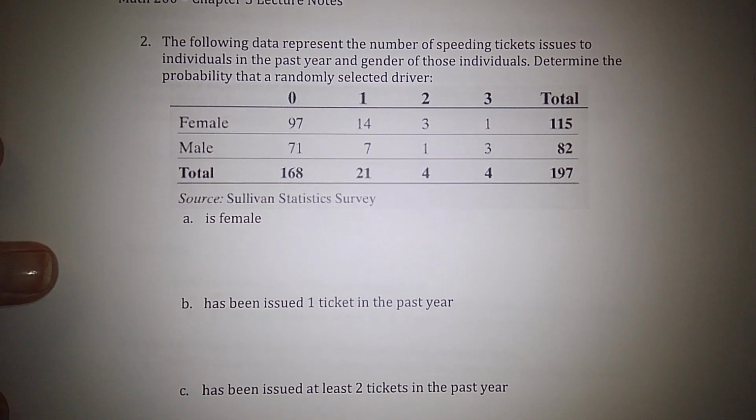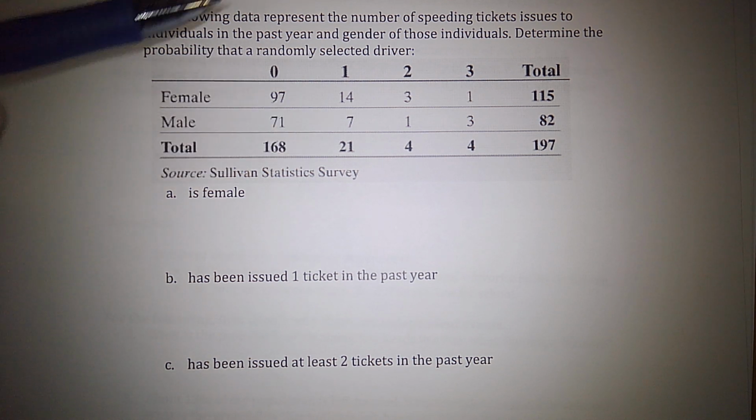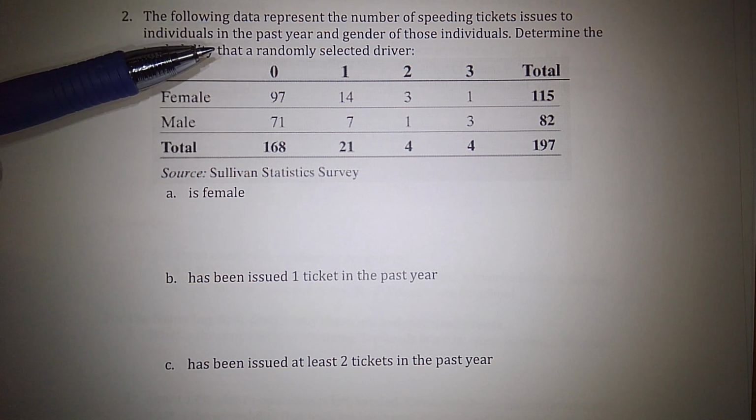Let's do another example. This time it'll come from a table. It says that the following data represents the number of speeding tickets issued to individuals in the past year and the gender of those individuals. Determine the probability that a randomly selected driver is female. So let's first go through the table here and just determine exactly what we're looking at.